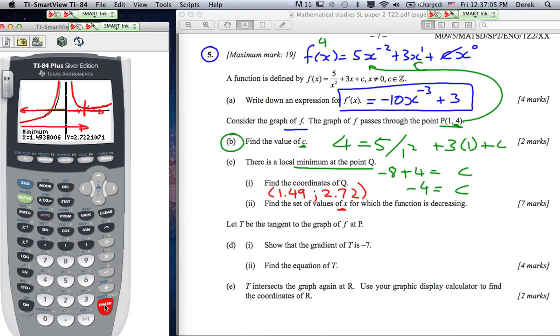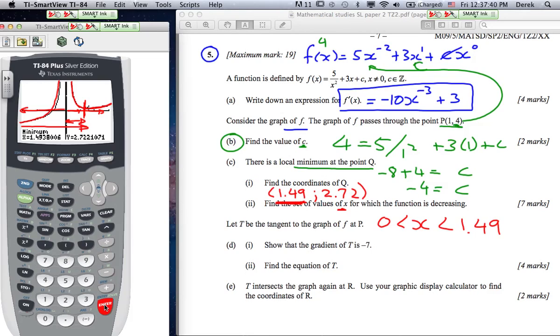So this section here is when the graph is decreasing. So it's when x is greater than 0, because at 0 there is actually no value. There's what we call an asymptote at x equal to 0, and x is less than this point over here, the x value of your minimum, 1.49. That would be where your function is decreasing.